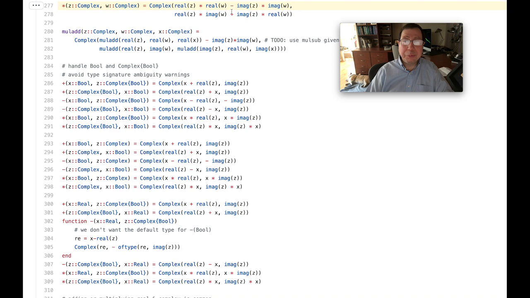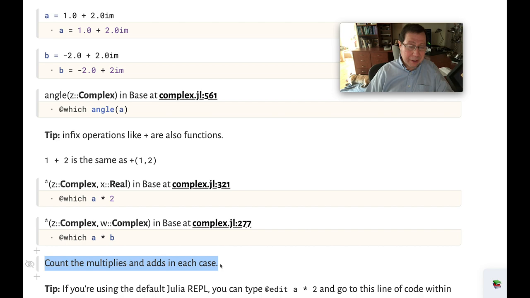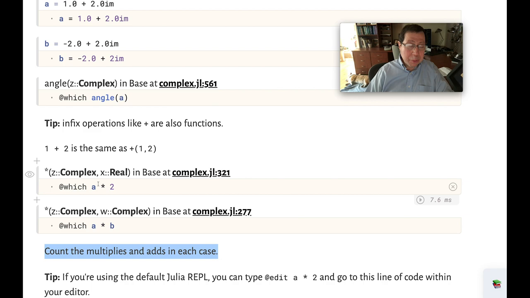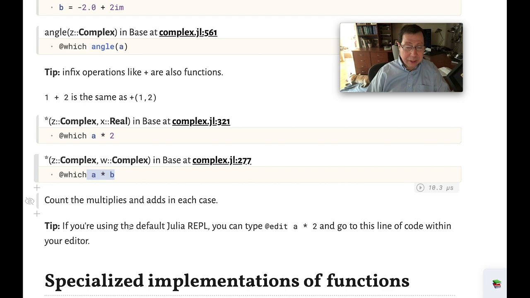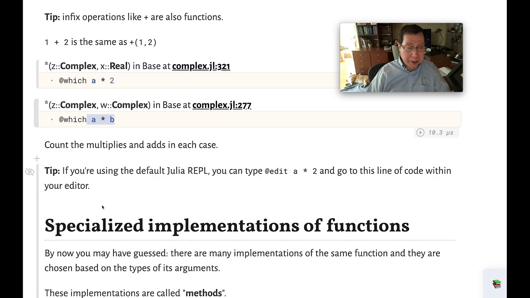I've already kind of solved this for you, but let's review. If I were to count the multiplies and adds, when I go complex times a real, think about it for a moment, there's two multiplies and no adds. And a complex times a complex, we just looked at it, there's four multiplies: real, real, real, imaginary, imaginary, imaginary, imaginary, real. Four multiplies, and I don't know if you want to count it as two adds or one add and one subtract, but you got it. And there's a tip here if you want to do this in the terminal REPL rather than in one of the notebooks.